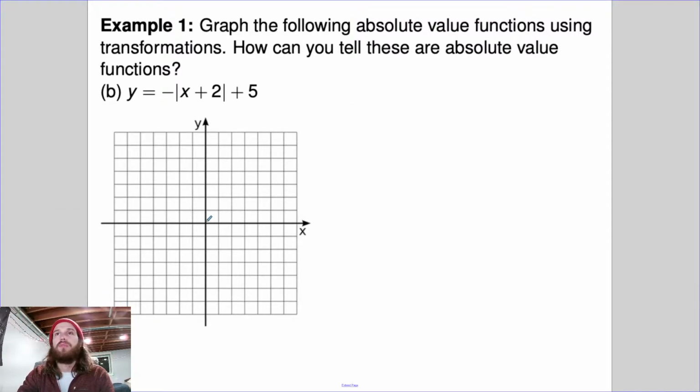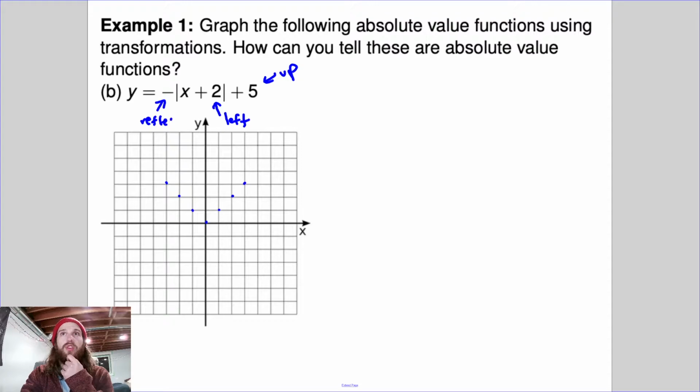Okay, here we go. So we're going to take our parent function, which I'm just going to put in dots. Got our parent function. Remember, that continues all the way across. Now, what are the transformations? Add on the inside means go to the left. Add on the outside means shift up. And this negative means reflect.